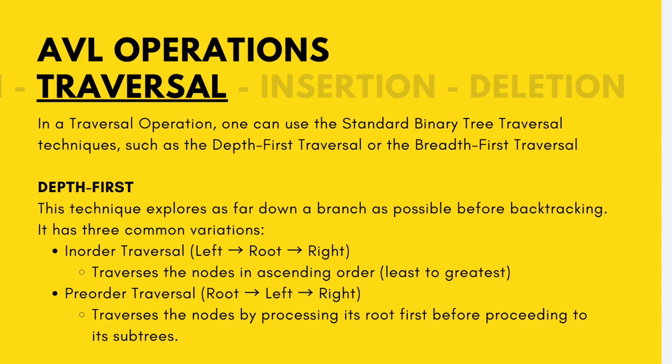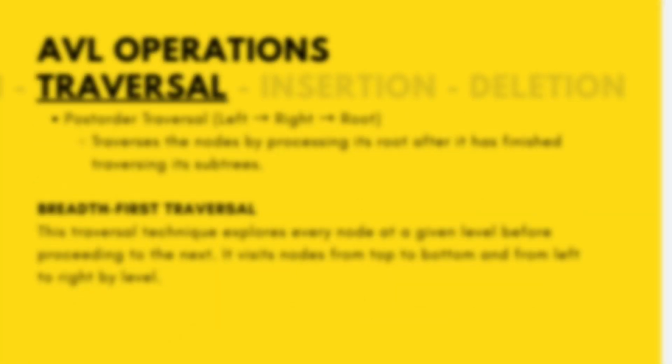In a traversal operation, one can use the standard binary tree traversal techniques, such as the depth-first traversal or the breadth-first traversal. The depth-first traversal technique explores as far down a branch as possible before backtracking, and it has three common variations: the in-order traversal, the pre-order traversal, and the post-order traversal.